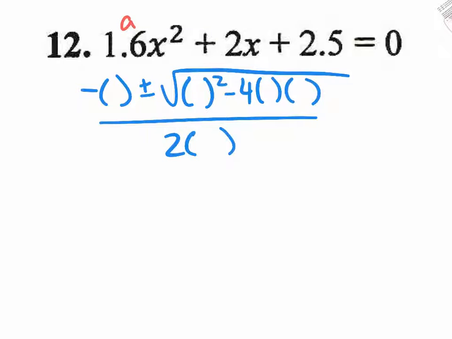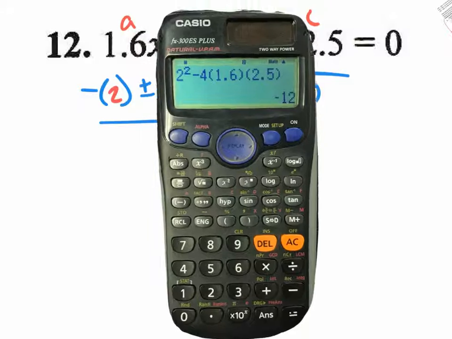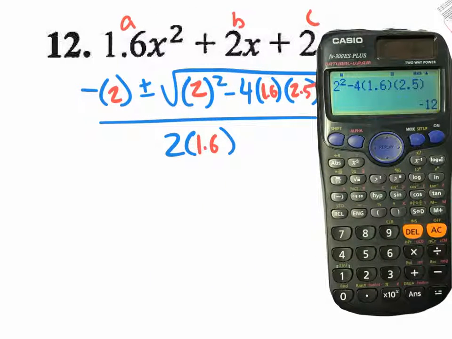Where you plug in your a value of 1.6, your b value of 2, and your c value of 2.5. So the 2 goes right there, the 1.6 goes right there, and the c value of 2.5 goes right there. And honestly, the calculator does everything else. So ladies and gentlemen, as you can see, I did the discriminant value on the calculator: 2 squared in parentheses minus 4 parentheses 1.6, 2.5. I got negative 12. So what we have here is negative 2 plus or minus the square root of negative 12 divided by 2 times 1.6, which is 3.2.